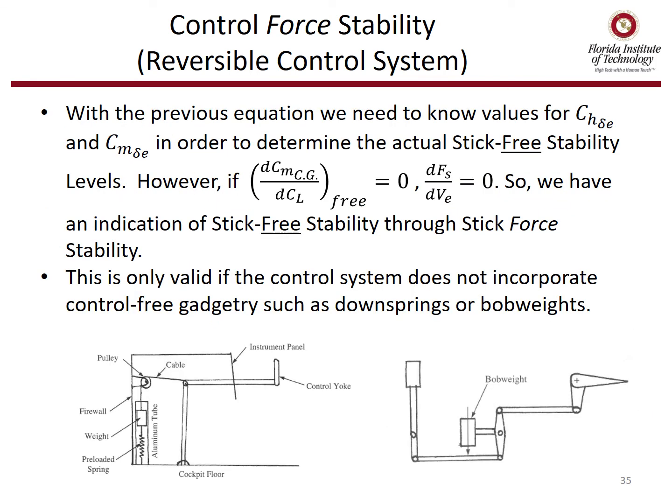With the previous equation, we need to know the values of CH delta E and Cm delta E in order to actually determine the stick-free stability. However, if we look at the equation, the only way to get dCm,cg/dCL to be 0 is if the change in stick force with equivalent airspeed, or dFs/dVe, is also 0. So we have an indication of stick-free stability through stick force stability. However, this is only valid if the control system does not incorporate some of these control-free gadgetry items like downsprings or bob weights.